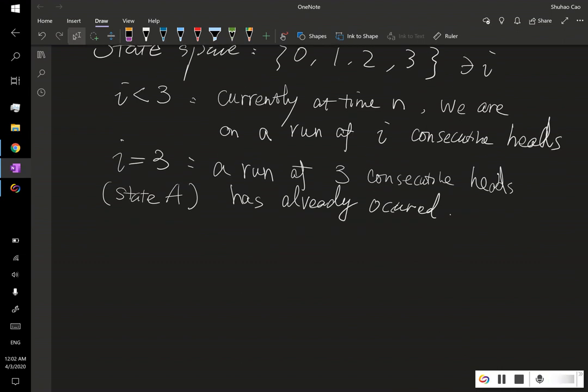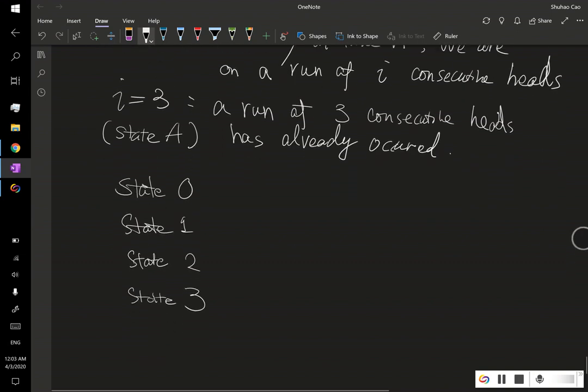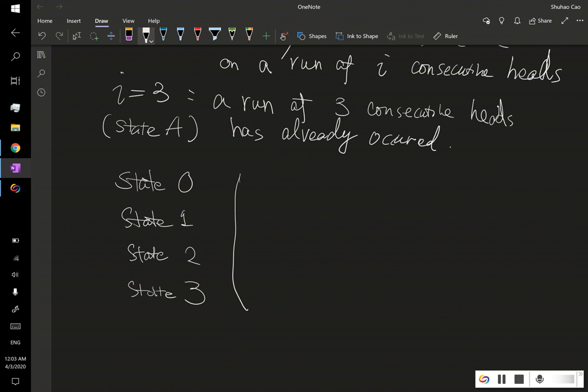So now let's compute its transition probability matrix. So let's write down the states. State 0, state 1, state 2, and state 3. And this is state 0, this is state 1, this is state 2, and this is state 3. So first, let's try to fill in what's here, okay?